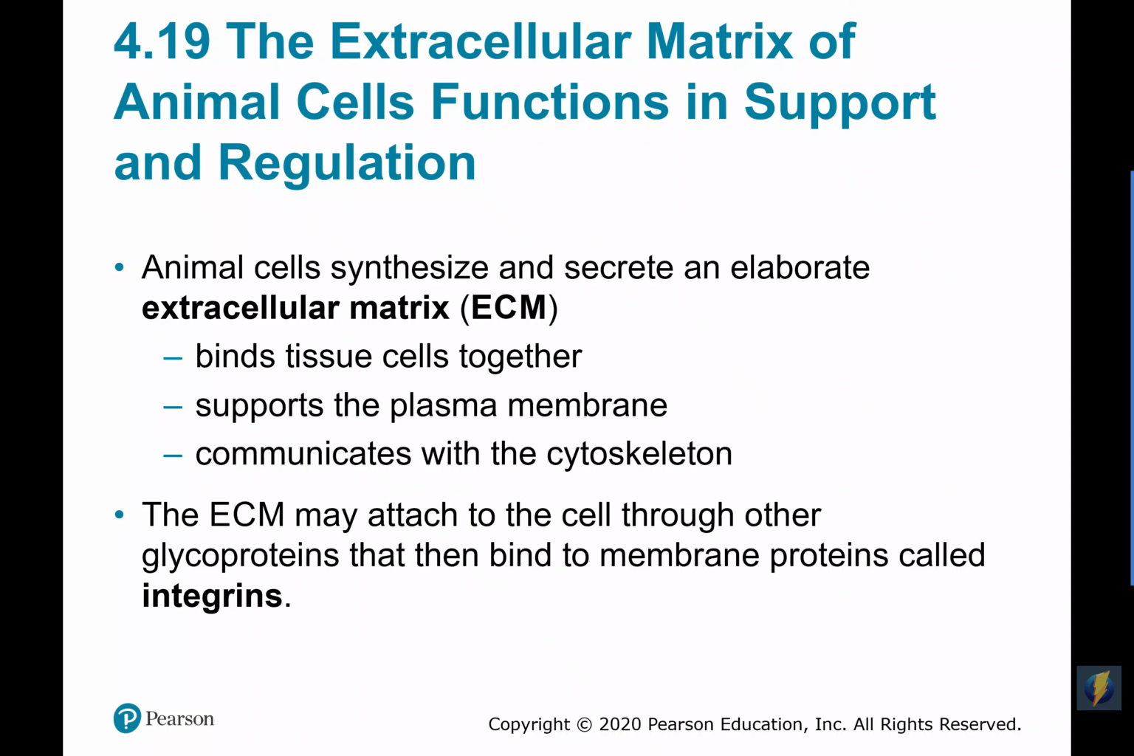And it actually may attach to the cell using what are called glycoproteins, which is just a fancy word for sugar proteins, that help bind them to proteins in the plasma membrane of the cell. It's called an integrin. And so it helps keep the cells together.